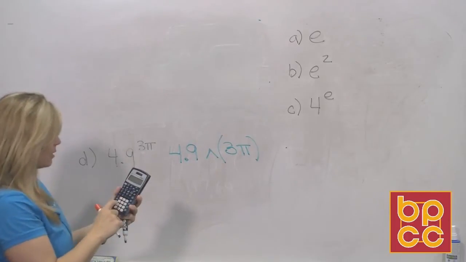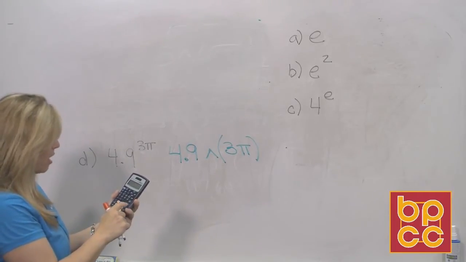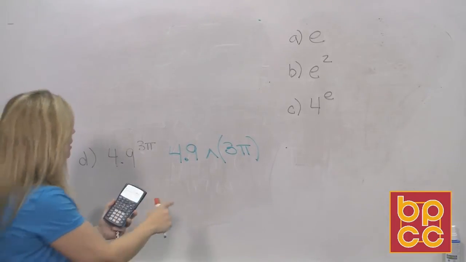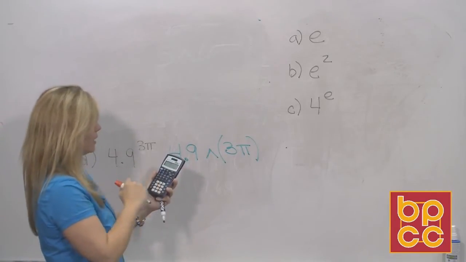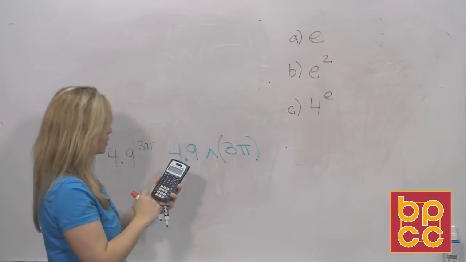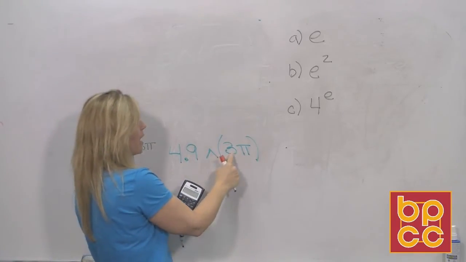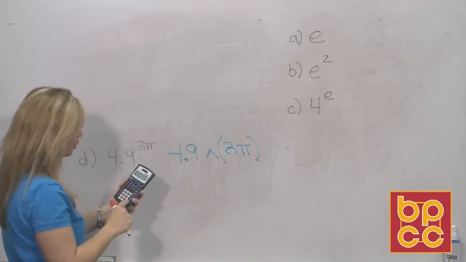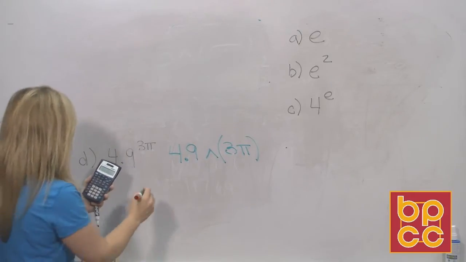So I'm going to type that in. 4.9 caret, open parentheses, 3 pi, and close it. The calculator knows if 3 and pi are side by side, it's connected by multiplication. And here's my really big number.